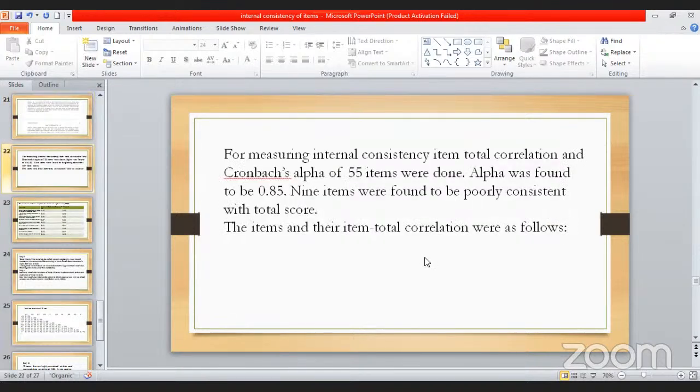So in the case of this particular question, for measuring internal consistency, item total correlation and Cronbach's alpha of 55 items were done. And alpha was found to be 0.85. And the item total correlation reveals that 9 items were found to be poorly consistent with the total score. So what is our function? We have to delete those items which are poorly consistent, right?